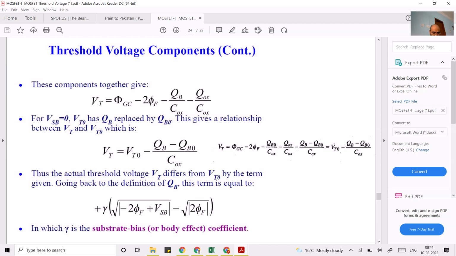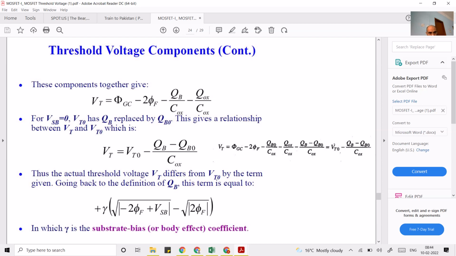Now, if you want a relationship between Vt and Vt0, Vt should vary. There should be a fixed part for when the body is grounded, and if you apply some voltage to the body, then that should change. Whether it should increase or decrease, we will see later, but there should be a relation between the general equation when you apply a voltage to the body and when you have not applied any voltage. So if we try to find that relationship, this is the relation. And how to find this?